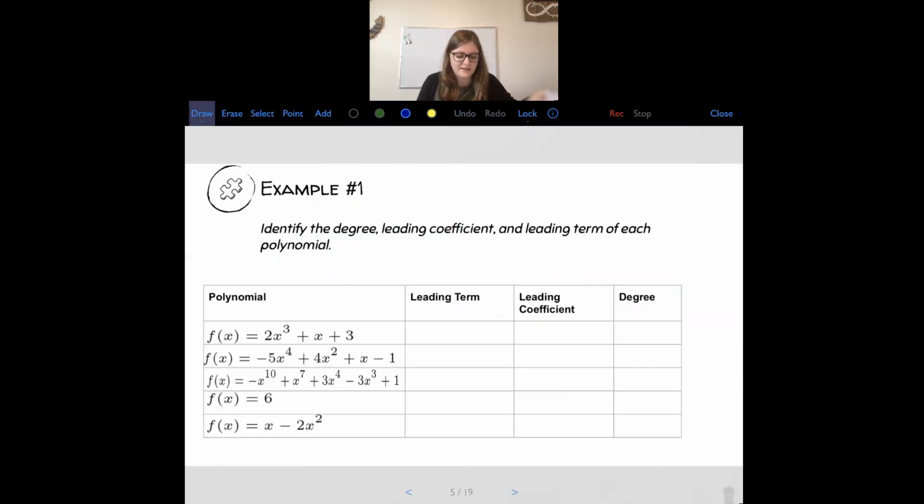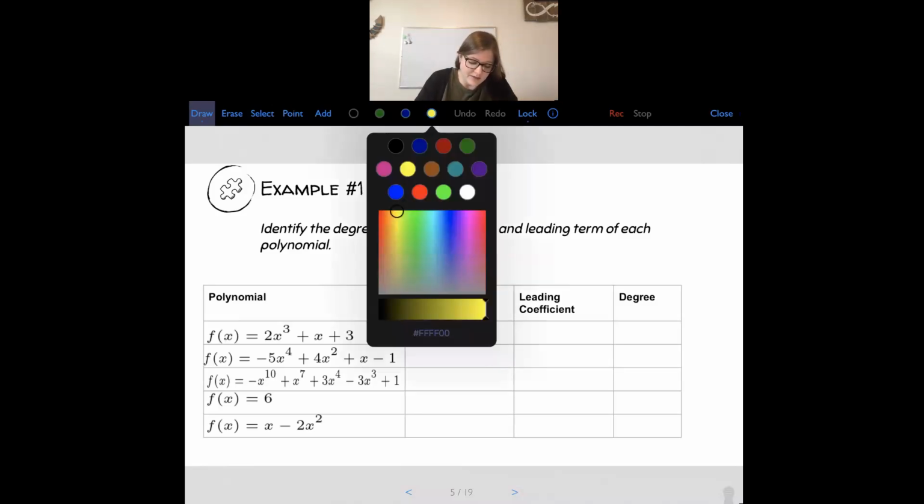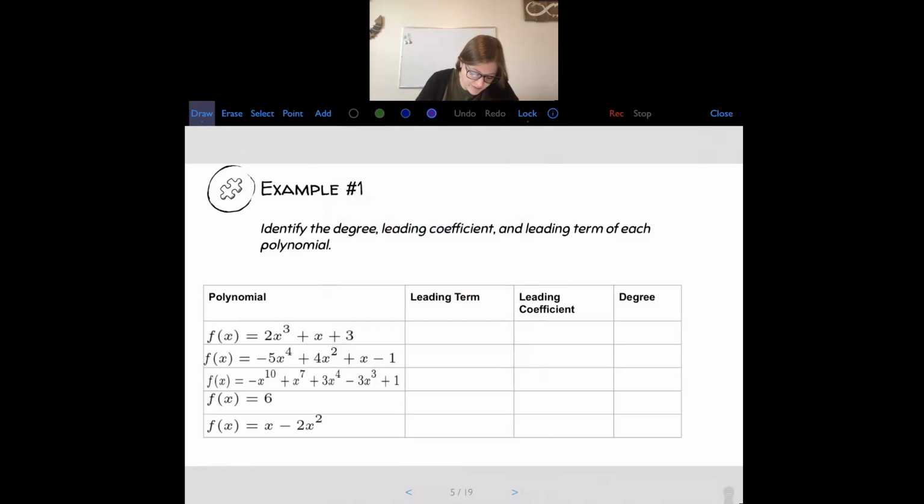Okay, so example 1: identify the degree, leading coefficient, and leading term of each polynomial. Let me get my pen. So we'll first check the powers are written in descending order. For f of x equals 2x cubed plus x plus 3, we just talked about that one. The powers are written in descending order. So the leading term is this entire first term with the biggest power. The leading coefficient is our number next to the variable, and the degree is the number of the highest exponent. So this degree is 3.